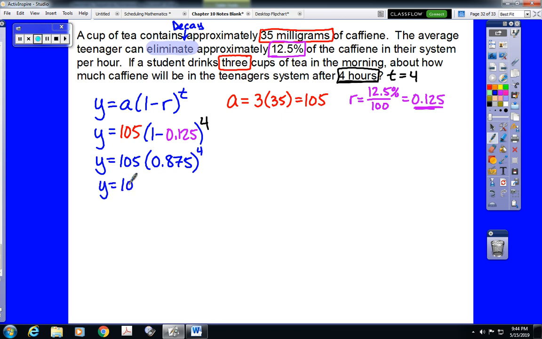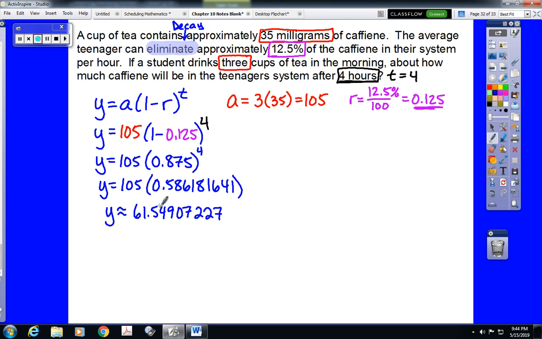So that would be 105 times 0.586181641. That is approximated off of the calculator, but I kept every digit. We do not round in the middle of a problem ever. And then we multiply that by 105, which would give us y as approximately 61.5490727.